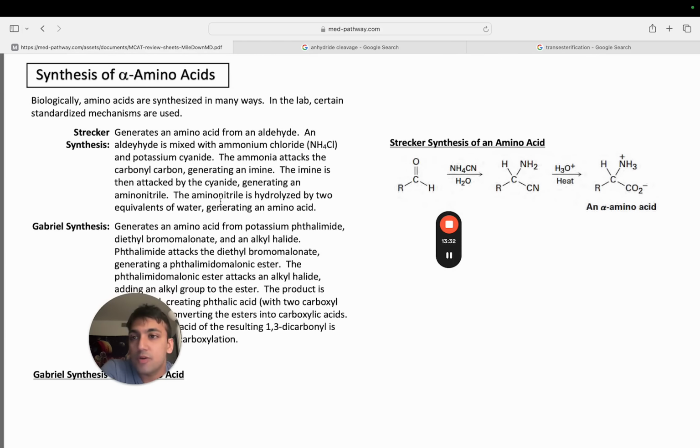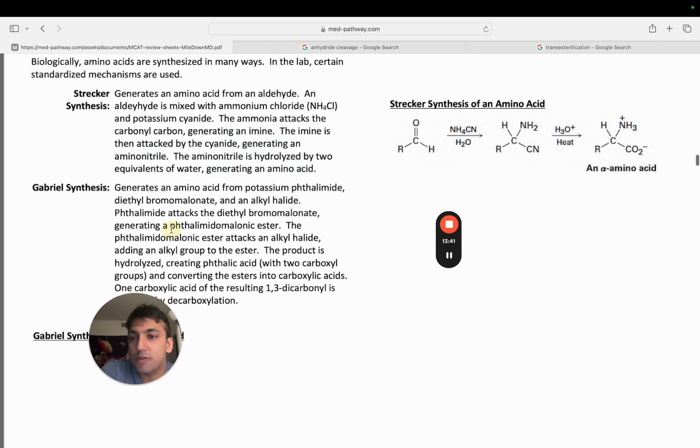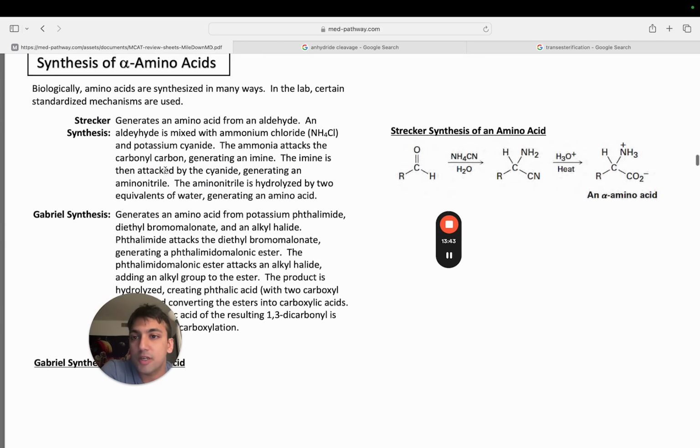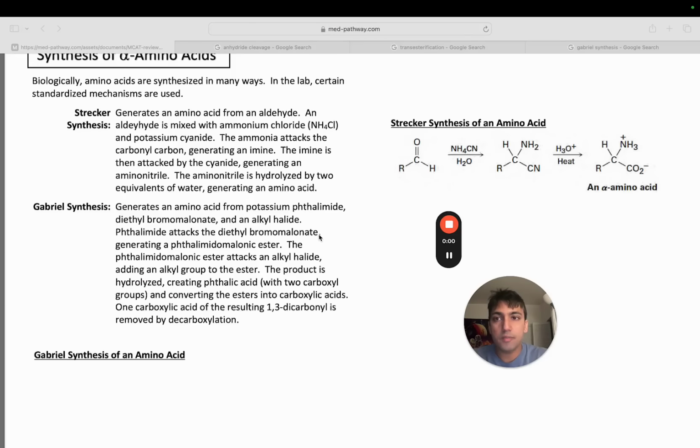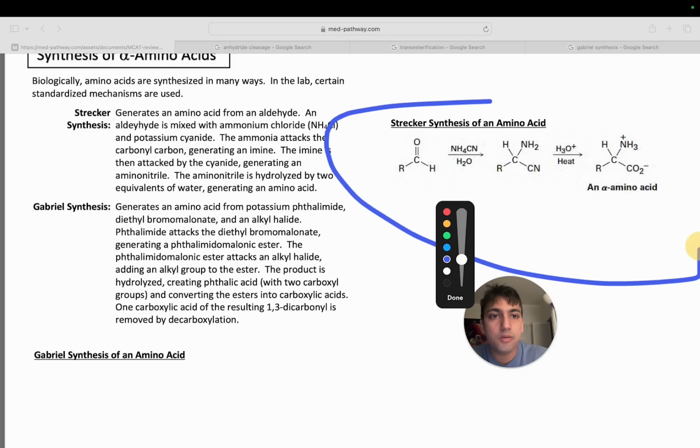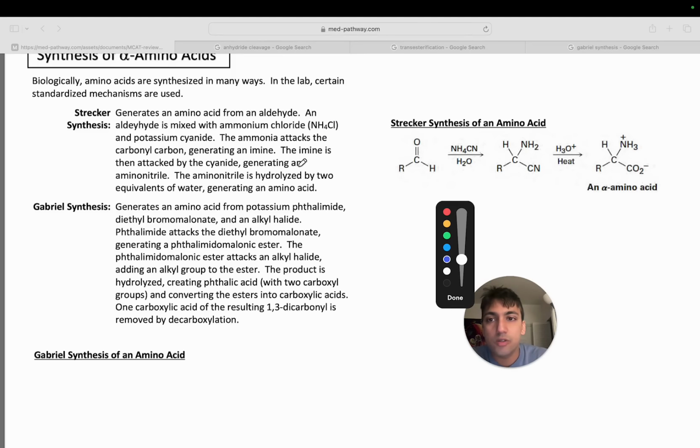Alpha amino acids can be synthesized in many ways. It's not too important that you understand all of these, like Strecker or Gabriel synthesis, but I'm going to do my best to walk you through what they are and what's going on. For both Strecker and Gabriel synthesis, I think it's more helpful to look at examples. Because these are relatively low yield, what's more important is that you understand what they are used for.